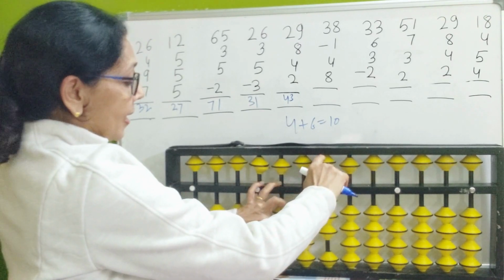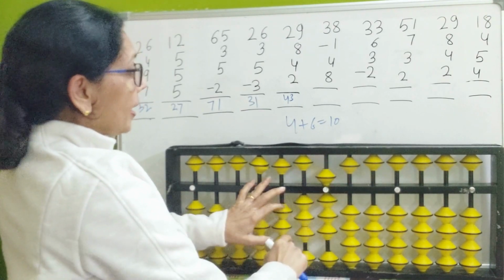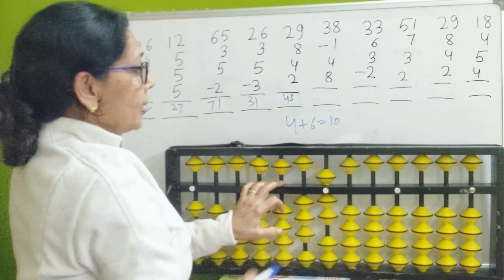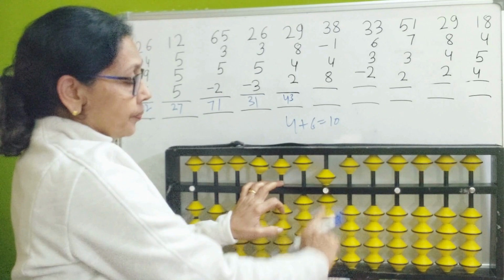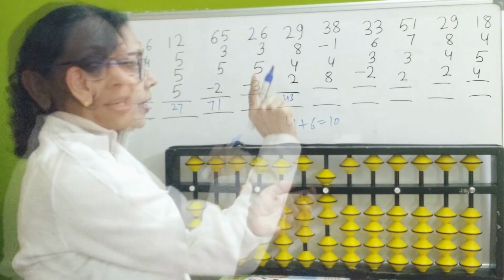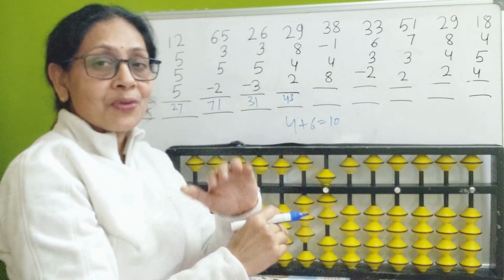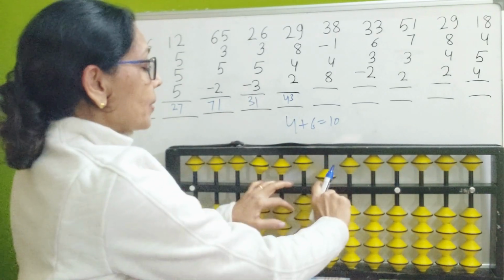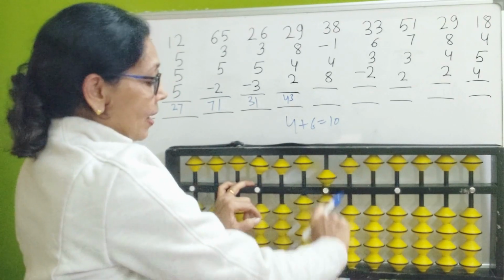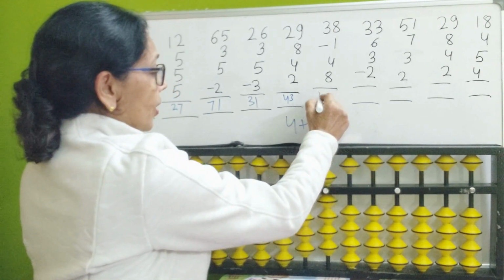Next number 38. So 3 and 8. Now minus 1. Add 4. You don't have 4 here. So less 6. The friend of 4 is 6. The friend of 6 is 4, vice versa. So less 6, add 10. Now add 8. You have it here. So this is 49.